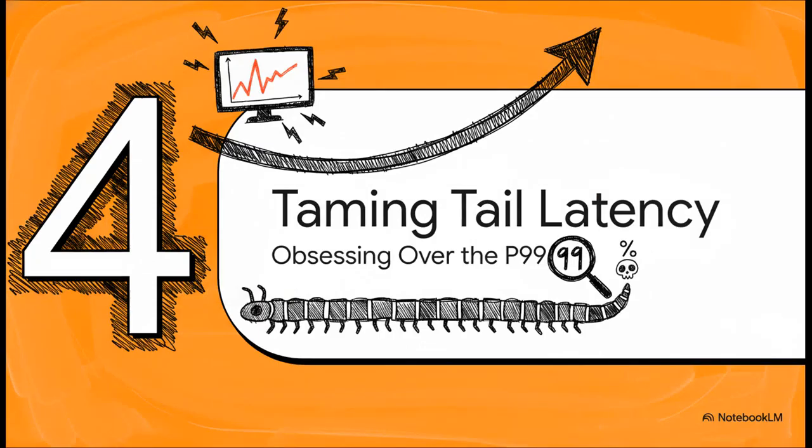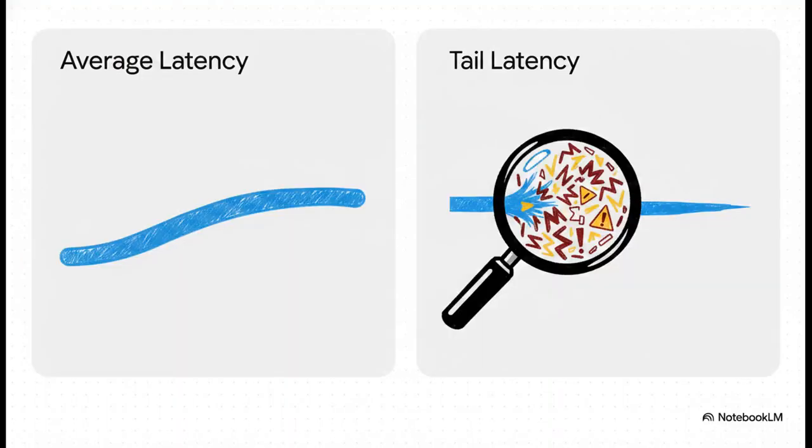All right, part 4. Taming tail latency. Time to start obsessing over the P99. Once you've stopped the system from fully collapsing, you still have to deal with the silent killer of user experience, latency. Let's be real. If you're celebrating a great average latency, your P50, you are looking at a vanity metric.